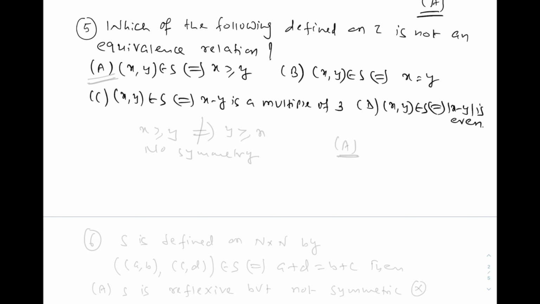Now looking at all four relations, we can easily see that this one should not be symmetric, because if x is greater than or equal to y, you cannot say that y is greater than or equal to x. So this relation A is not symmetric, and therefore A is not an equivalence relation. So here A is the answer. This has no symmetry.